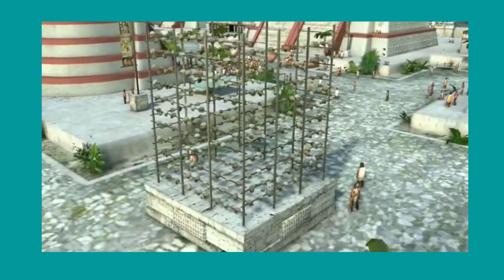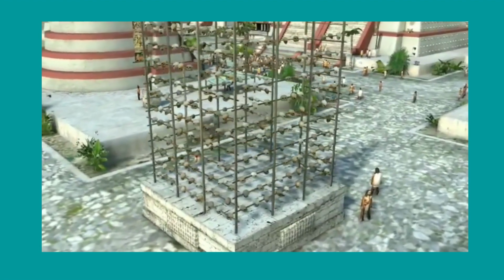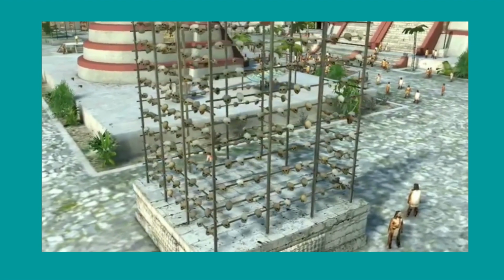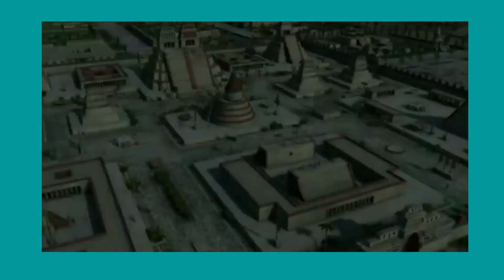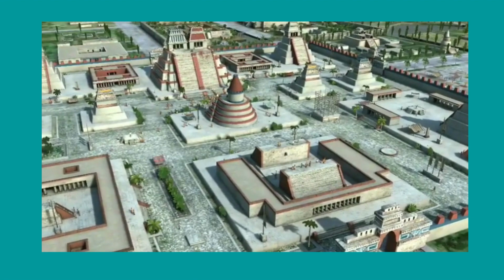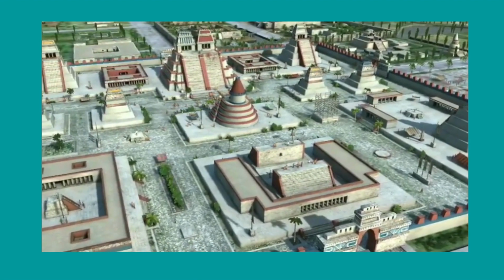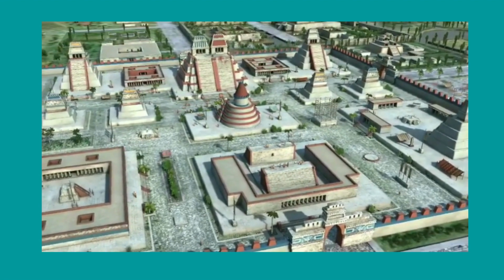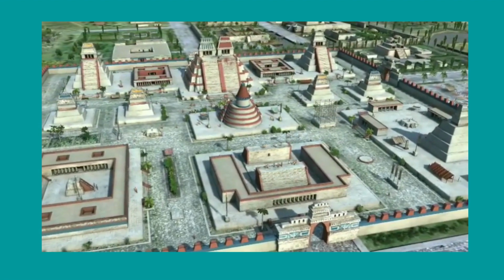The Tzompantli, or skull rack, was a rack with stakes, where the skulls of those defeated and sacrificed were kept. The city was also supplied with drinking water and public sanitation. Eventually, however, even this magnificent city could not avoid its fate.